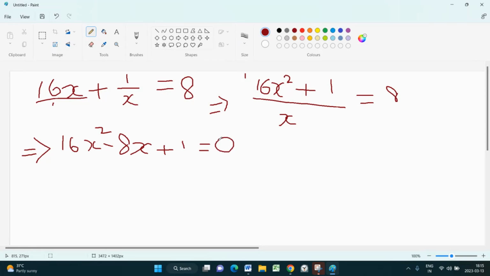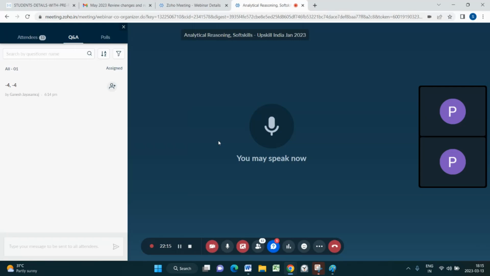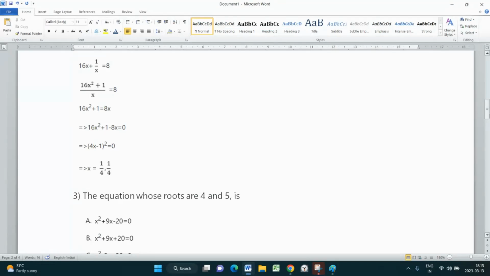Correct? Very good. Minus 4 and plus 4, the value. Are you talking about this current sum, Ganesh? Is it your answer for the present sum? Okay, very good, good answer.